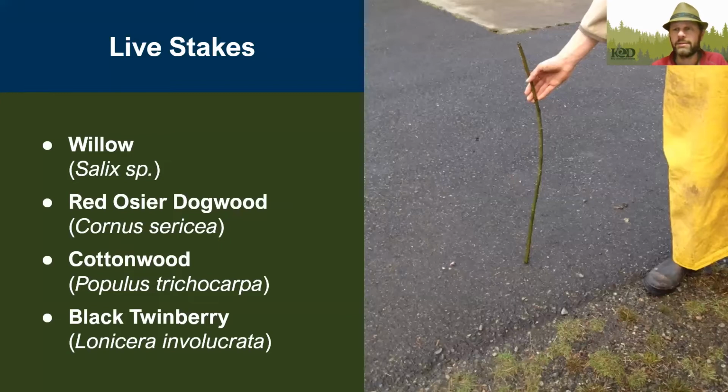Trim off all the branches and leaves, so it's just one stake, and then plant that in the ground about halfway down into the ground, and it's going to send out new roots below ground and sprout out with top growth come spring. And a couple of species work really well for this, here on the left side: willow, red osier dogwood, cottonwood, black twinberry. Of those, I'd say the willow works the best. Cottonwood really well too. Red osier dogwood next best, and then black twinberry, okay.